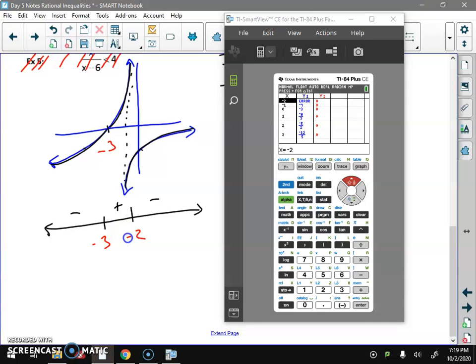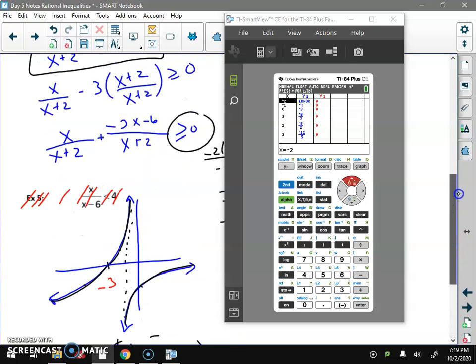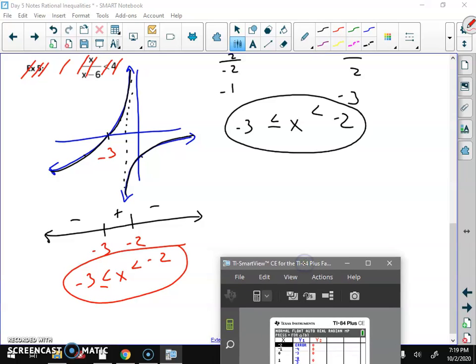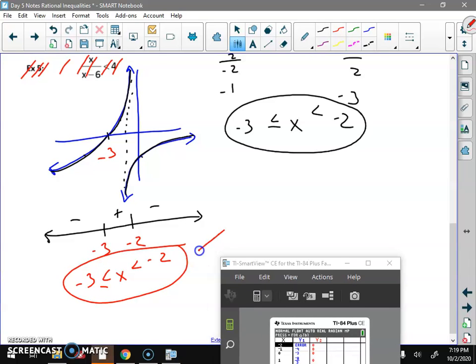And again, what did I want? I wanted the positives, so I'm just going to choose that one little region in there. x is between negative 3 and negative 2. I can include the root. I cannot include the restriction. Does that graphical answer match with my algebraic answer? 100%.